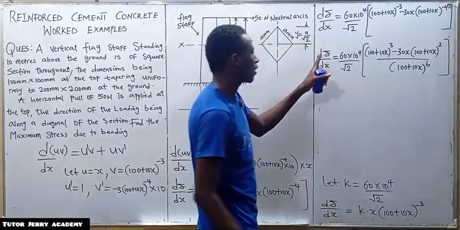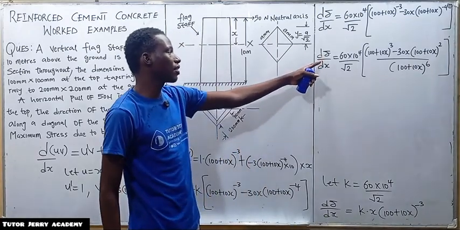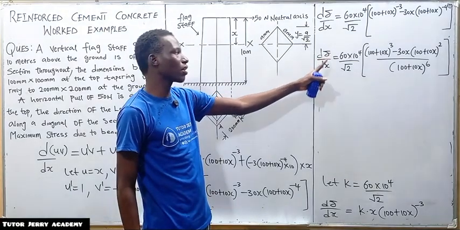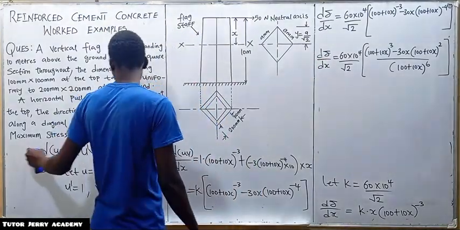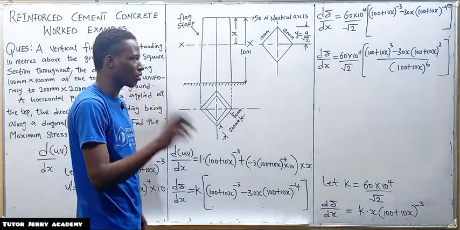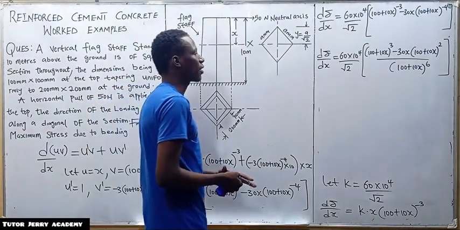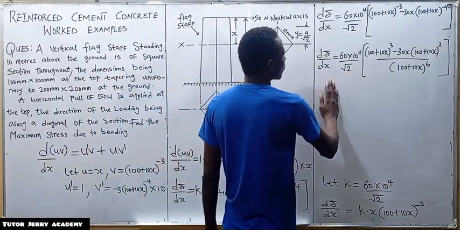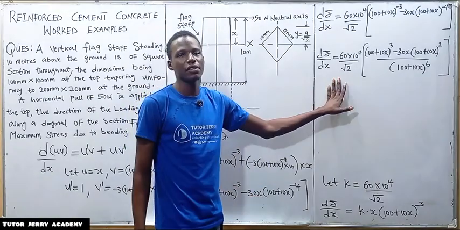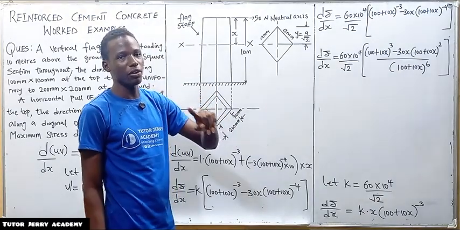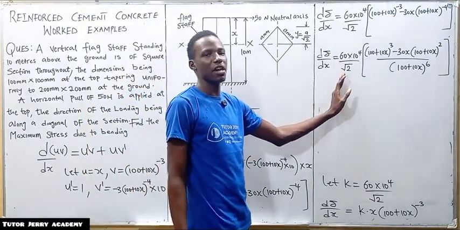Now don't forget that the change in stress sigma with respect to x is equal to 0 for maximum bending stress to occur. So that's what we have. Now from here we are going to equate this to 0. Now this is a constant, it does not have the variable we are looking for, so we are not considering this.